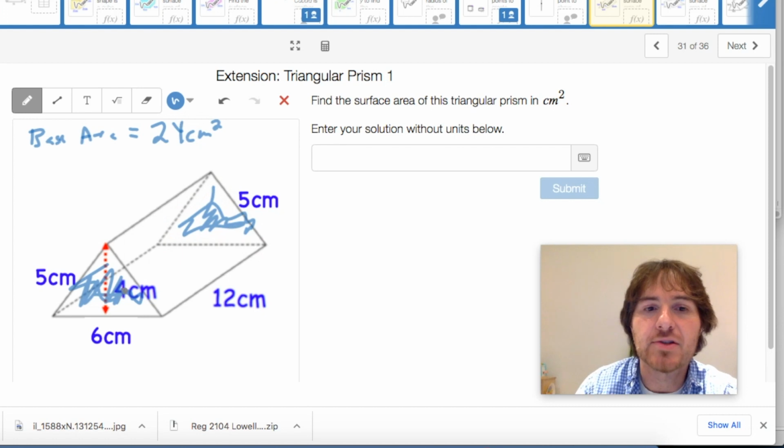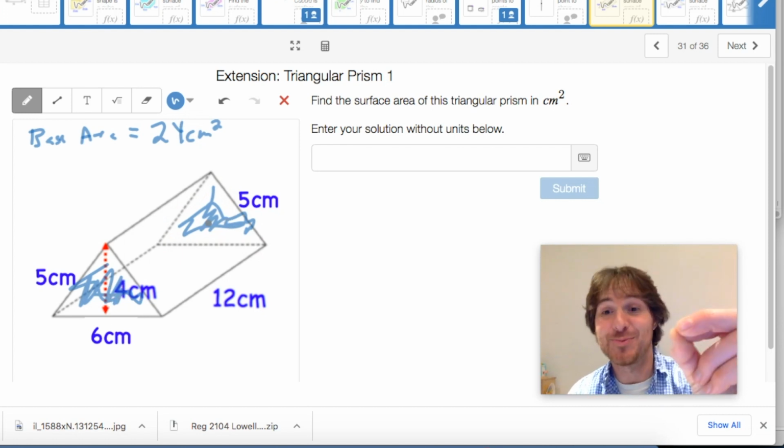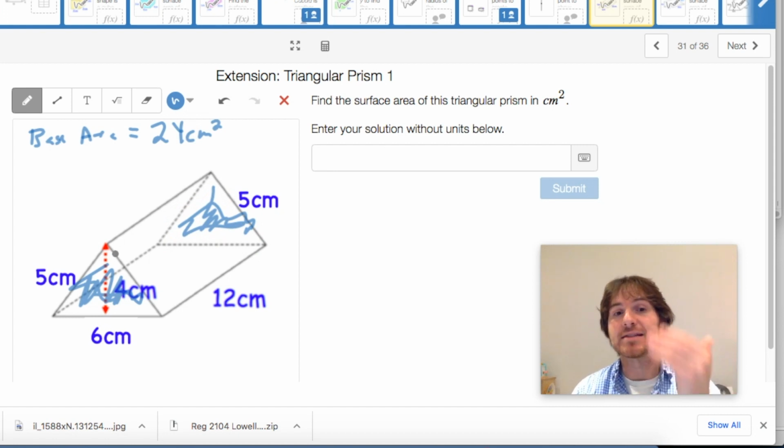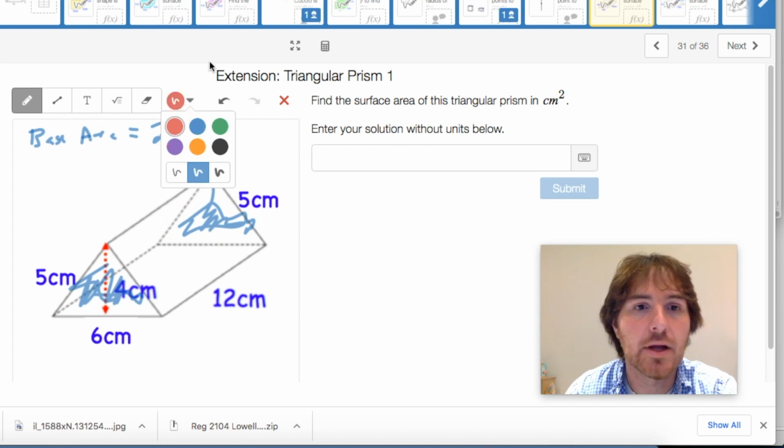Take those 2 together, okay? So I just got to move 4 times 6 because remember, it's 1/2 base times height, but I got 2 of those bases. So I can just remove the half. So I can just do base times by height. That'll give me my base area. So now I want to get my lateral area.